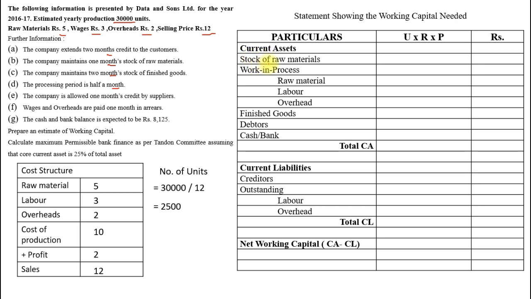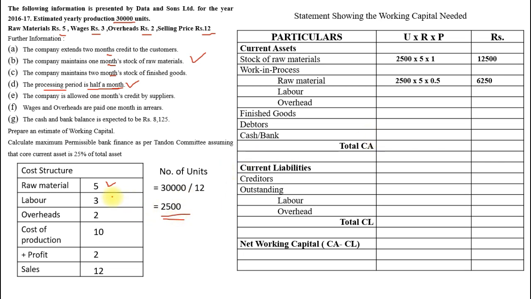Again, we start with current assets, stock of raw material, units 2500, rate 5 rupees. Let us check where the material is given to us. First is raw material. The company maintains 1 month stock of raw material. So 2500 into 5 into 1, which comes to 12,500. Next, under WIP we have raw material. Number of units 2500, rate 5, and the processing period given here is half a month. So it will be 2500 into 5 into 0.5, which comes to 6250.